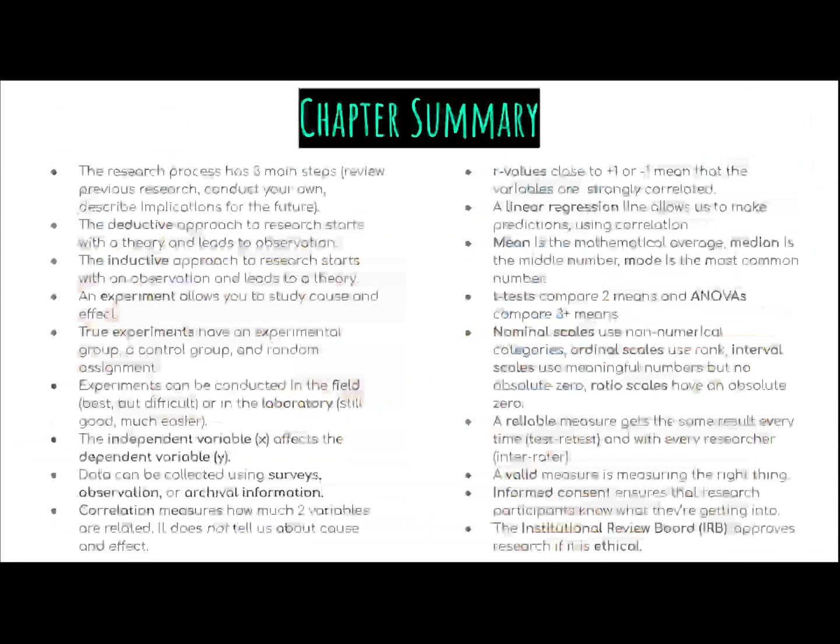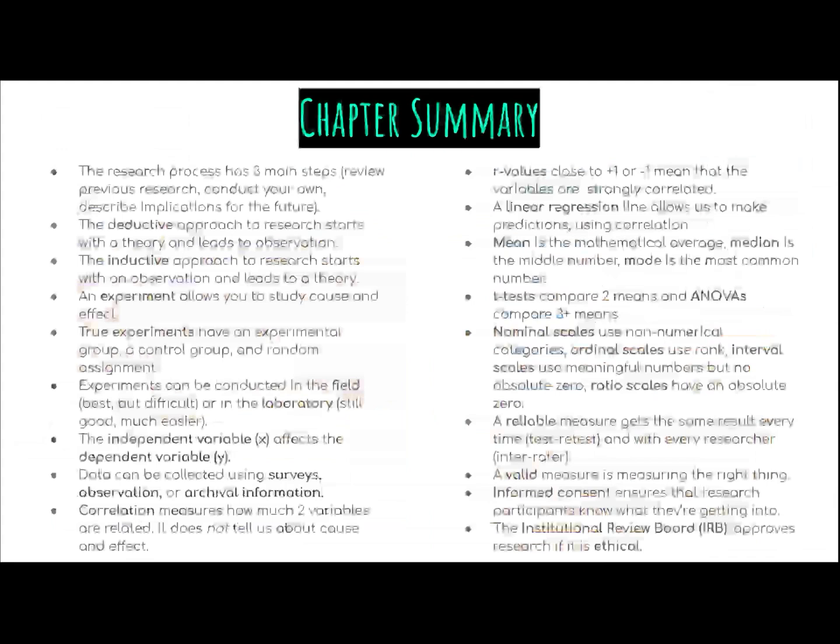The research process has 3 main steps. The first is to review previous research, then conduct your own, and finally, describe implications for future research. The deductive approach to research starts with a theory and leads to observation, whereas the inductive approach to research starts with an observation and leads to a theory. Remember, the inductive approach is the Sherlock Holmes way of doing things. First he observes, then he creates the theory.